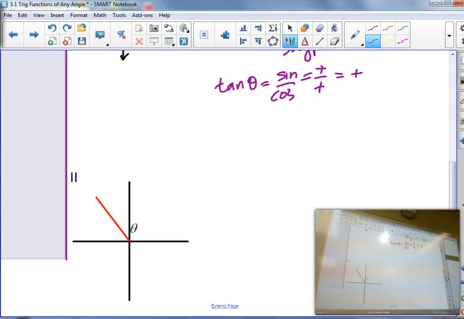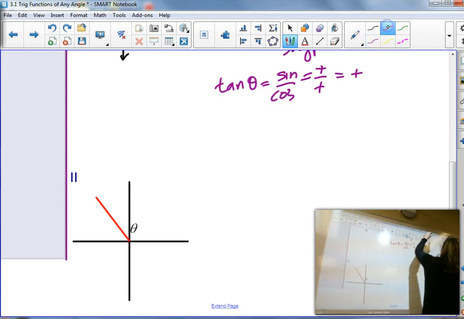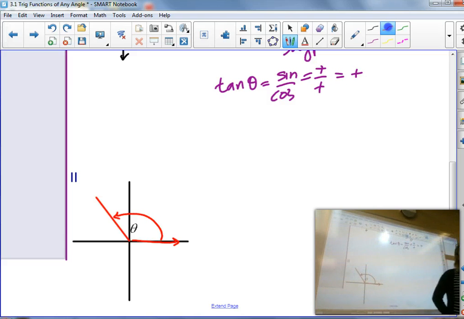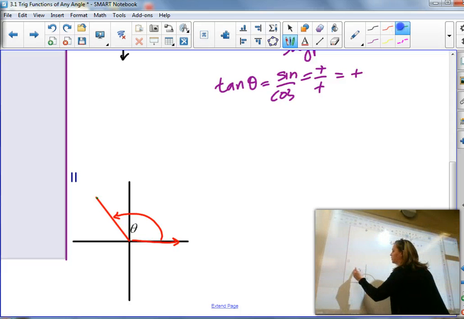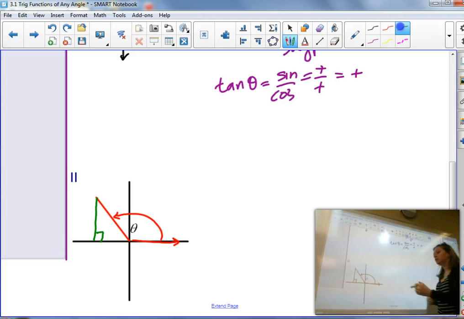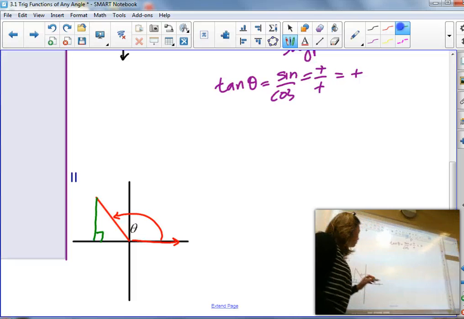Quadrant 2 is down here. So here's quadrant 2. Notice the position of that third side is in the second quadrant, but we're still forming the angle with the positive x-axis, so it's formed by that rotation there. But I can't create a right triangle to the positive x-axis. So what I do is I create my right triangle with the negative x-axis. This is what we call a reference angle.